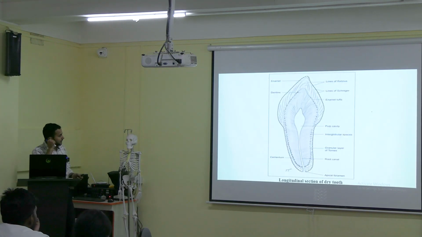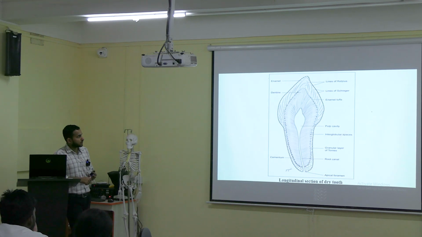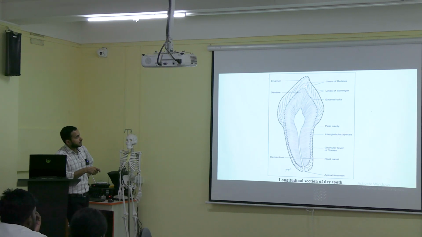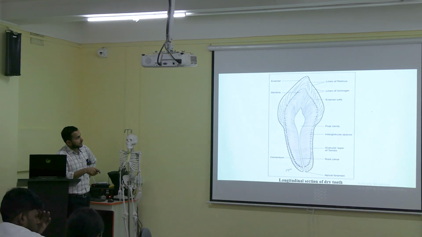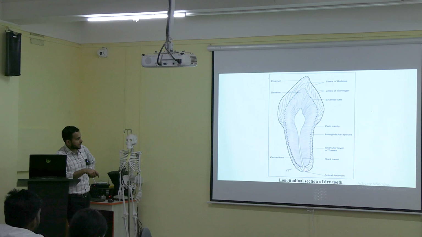Now here you can see the longitudinal section of the tooth. This is the diagram which you have to draw in your practical notebook from the tooth chapter. Only this diagram you have to draw. Here you can see the enamel, along with various lines: lines of Retzius and lines of Schreger. Then this is the dentine. In dentine you can see various lines, actually the tubules. Then here you can see the pulp cavity, and this is the root canal, and this is the apical foramen through which the blood vessels will enter the pulp cavity.